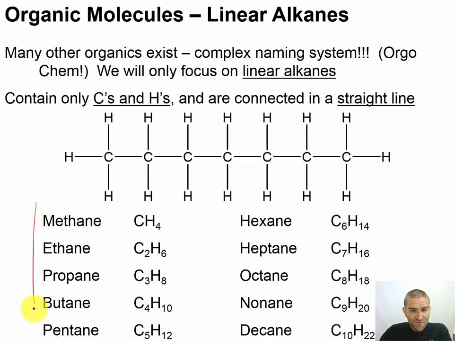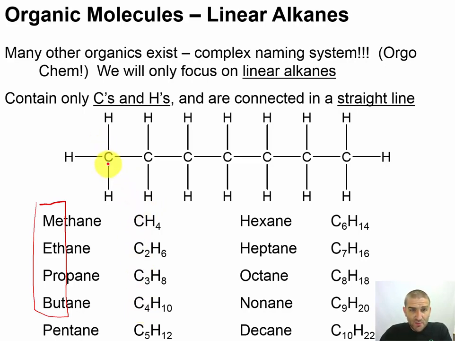Now, these 4 are the spot where things are different. You've got methane, ethane, propane, and butane. These prefixes are going to be different. I missed the P in my prefix, but that's all right. That's for 1, 2, 3, and 4 carbons.